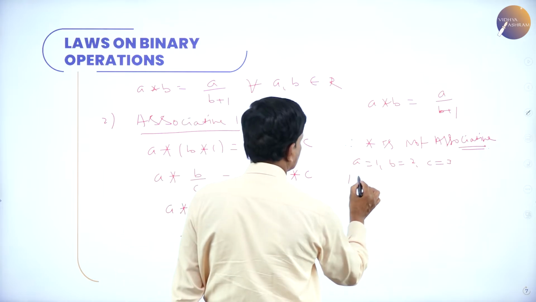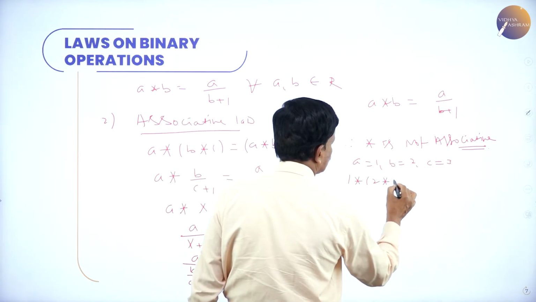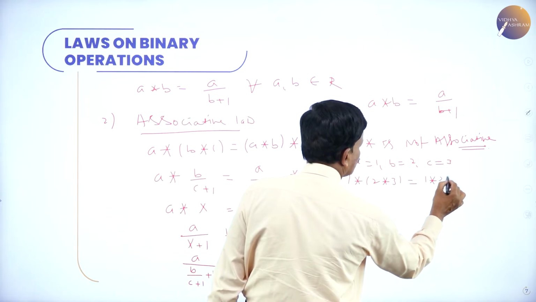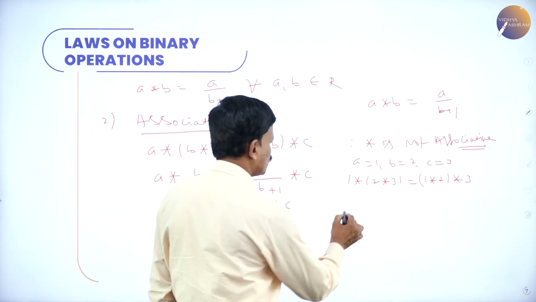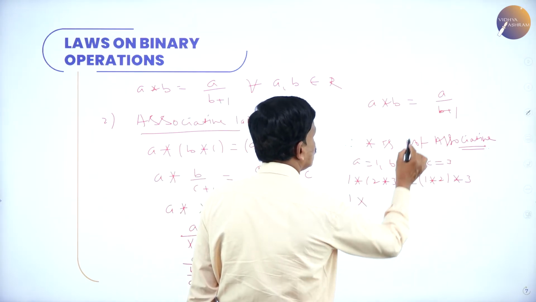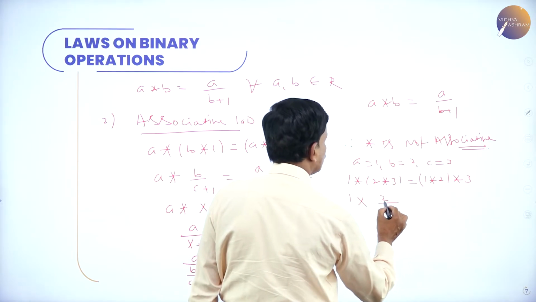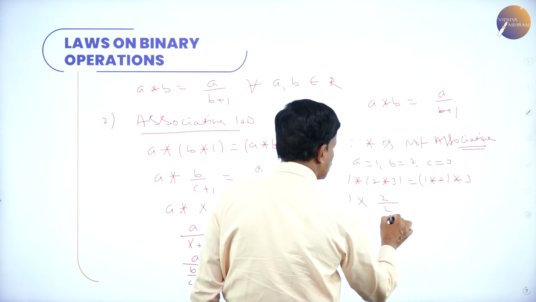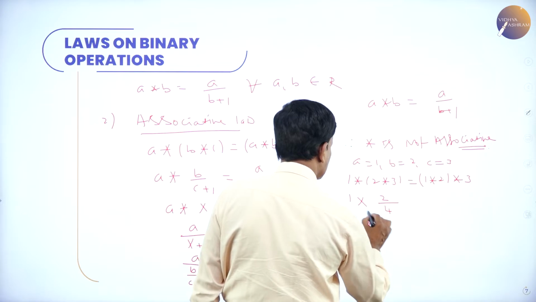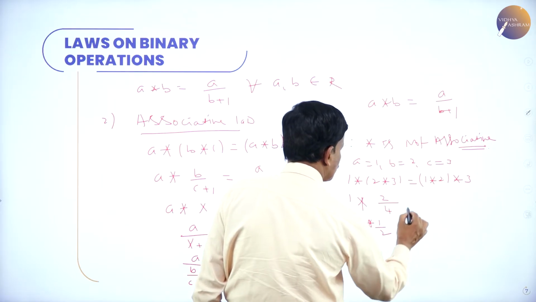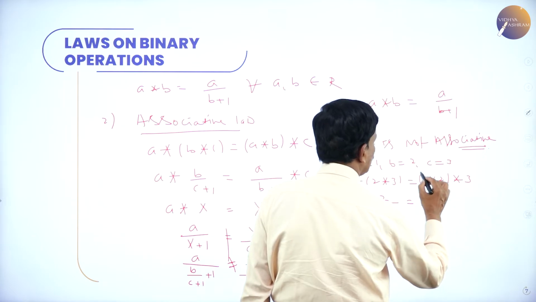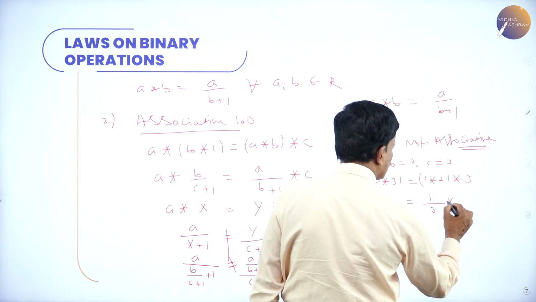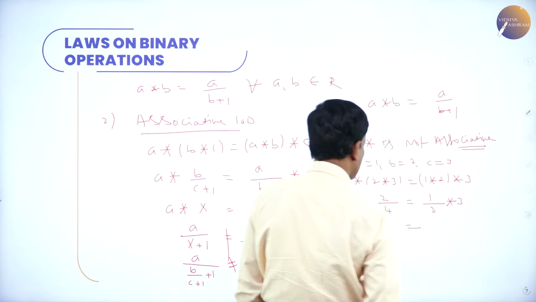That is 1 star 2 star 3 is equal to 1 star 2 star 3. Substitute here. Now 1 star, what is 2 star 3? That is nothing but 2 divided by 3 plus 1 is 4. So 1 star 2 by 4, this is 1 by 2. On the other hand, 1 star 2 can be written as 1 divided by 2 plus 1 is 3 star 3.